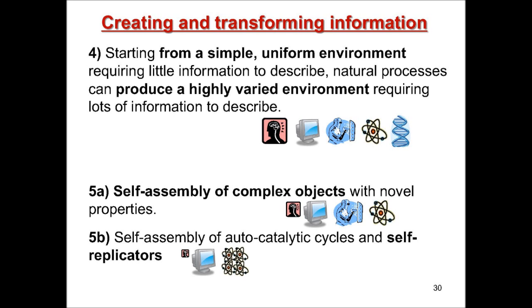Now, when it comes to self-assembly of complex objects with novel properties, I'm hedging a bit. I reduced the size of this theoretical understanding because our understanding is less. And I eliminated the biological one because we don't really start with a simple biological system. We start with pretty complicated biological systems, which get more complex, but we don't have self-assembly of complex out of really simple. And then the big question: can we self-assemble autocatalytic cycles and self-replicators?